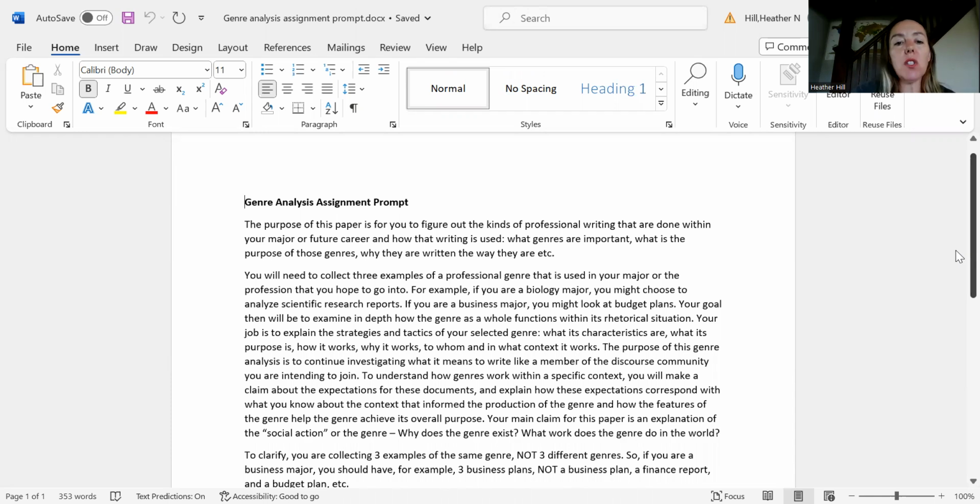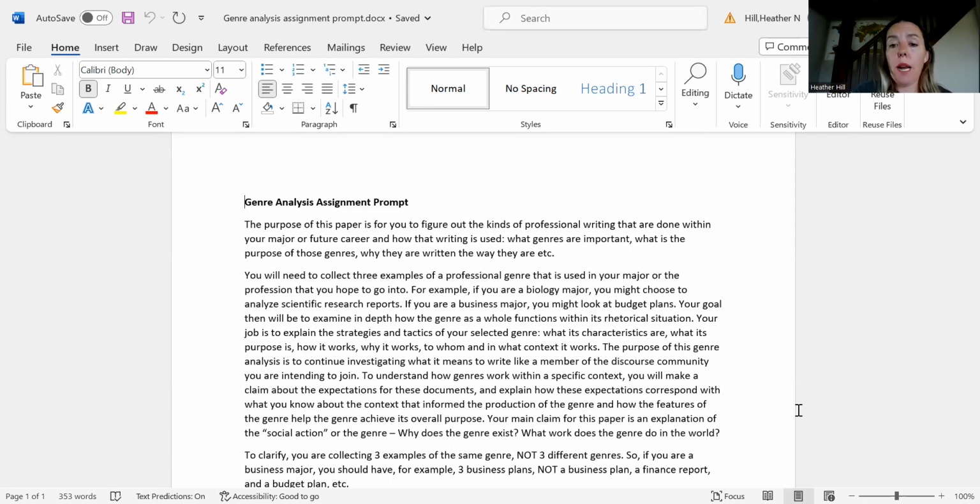You're going to have to collect 3 examples of a genre from your major or career path. So I'll just read through this and then give you some more information. The purpose of this paper is for you to figure out the kinds of professional writing that are done within your major or future career and how that writing is used. What genres are important, what is the purpose of those genres, why they are written the way they are, etc. You will need to collect 3 examples of a professional genre that is used in your major or your profession that you hope to go into.